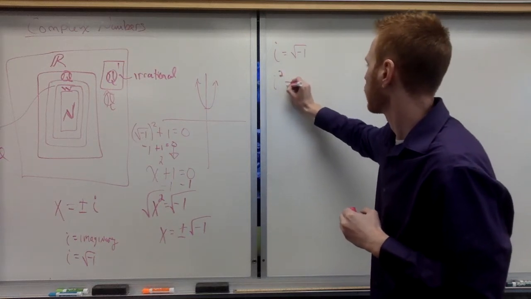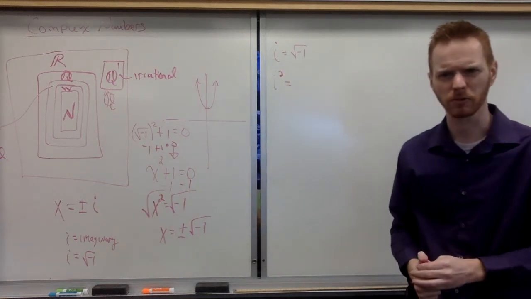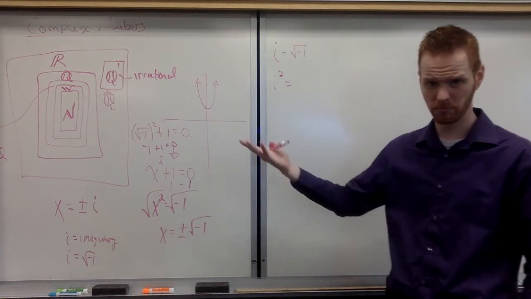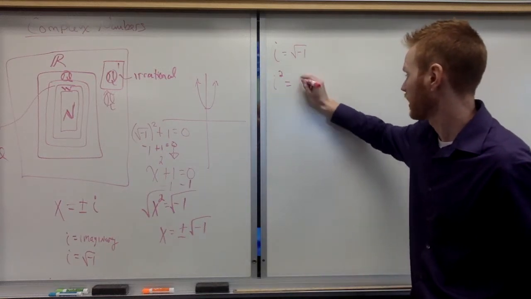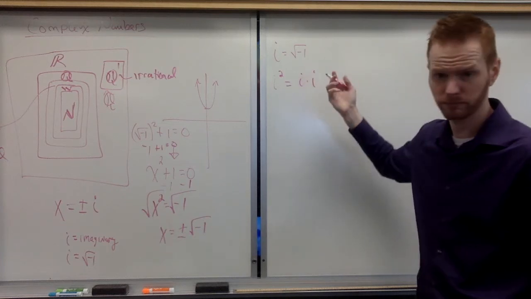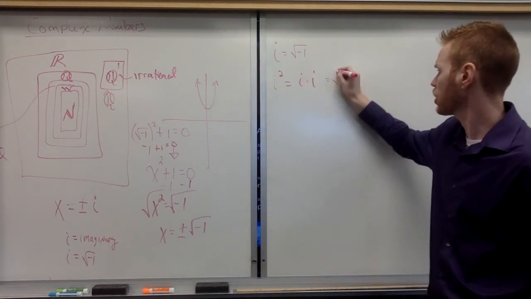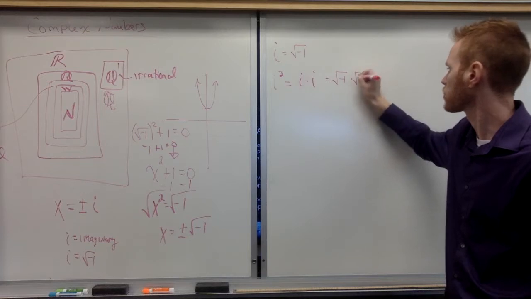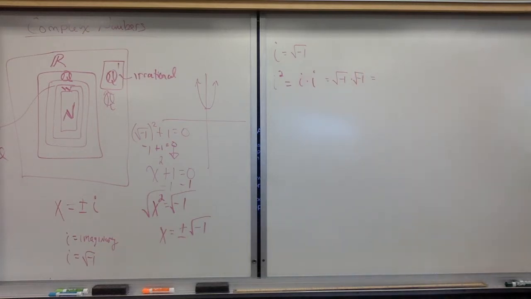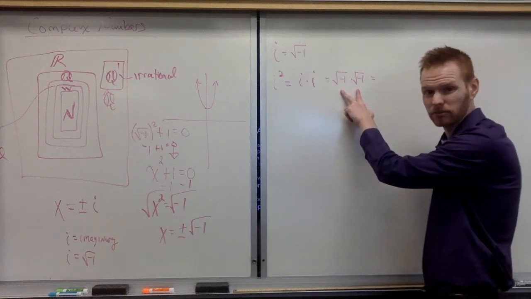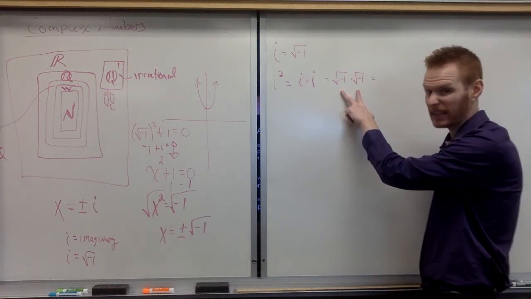I squared. What would that equal to? Well, let's expand it. That's I times I, right? Each I is represented by the square root of -1. And if I multiply these two together, I get -1, right?